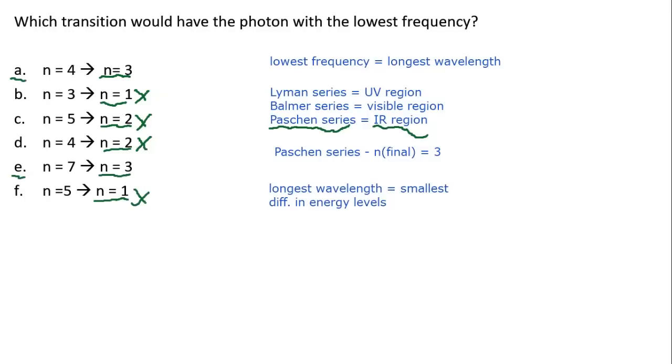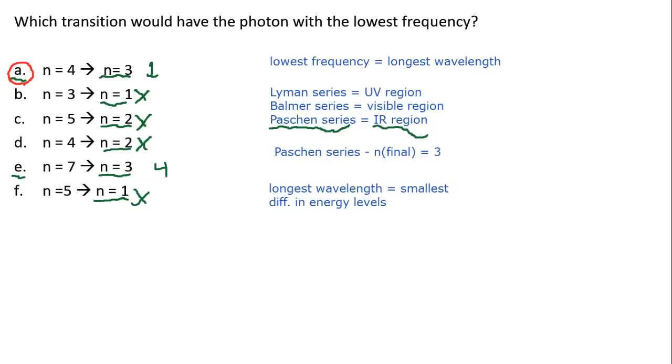So the one with the smallest difference in energy level in the Paschen series is the one with the longest wavelength. Here A has a difference of 1. E has a difference of 4. So the one with the smallest difference is A. And so A would be the transition with the longest wavelength, because again, it's Paschen, and within Paschen, it has the smallest energy gap.